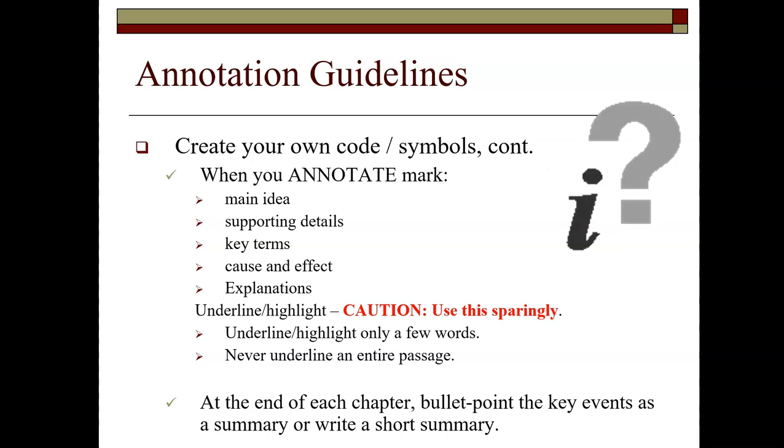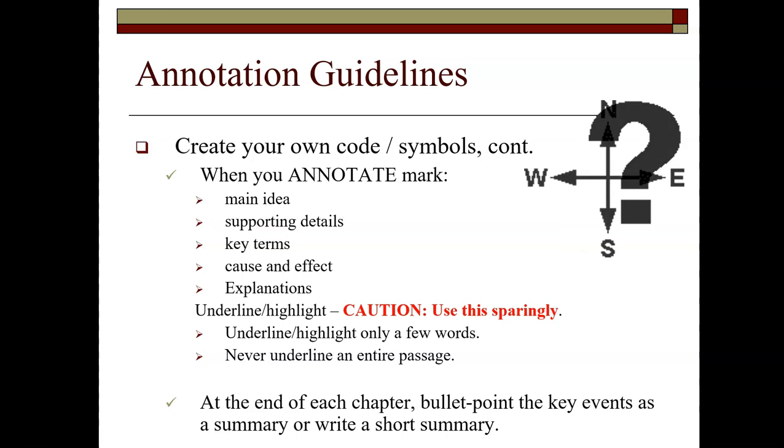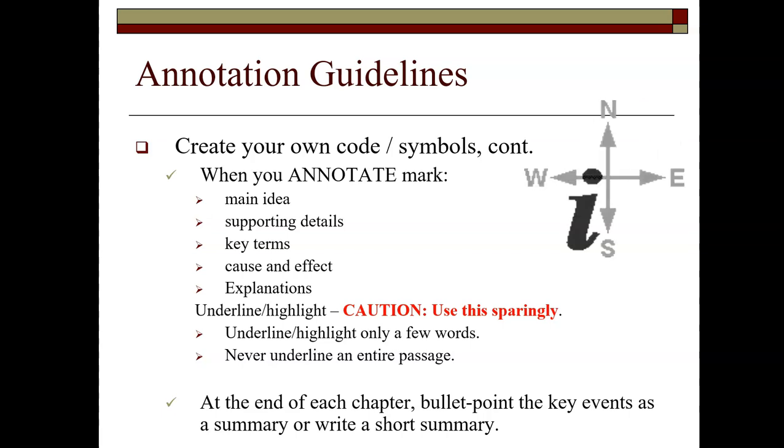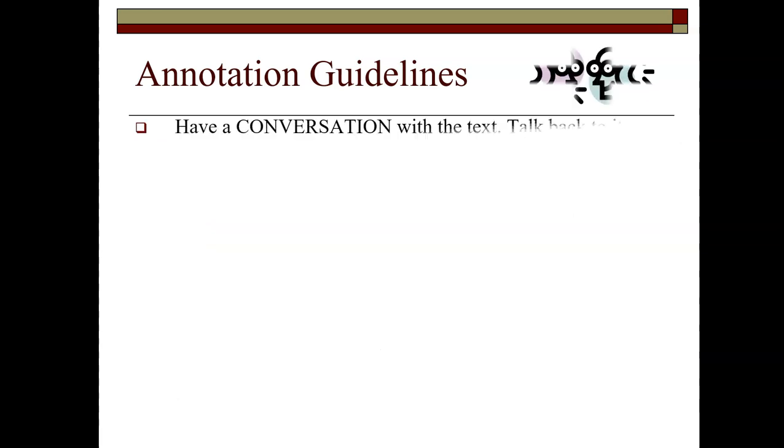And at the end of each chapter, bullet point the key events as a summary, or write a short summary. You may probably want to do this on a separate sheet of paper. Okay, this will actually help you build your annotations for the annotated bibliography. In the greater sense, it will help you get a sense of what the text is all about.